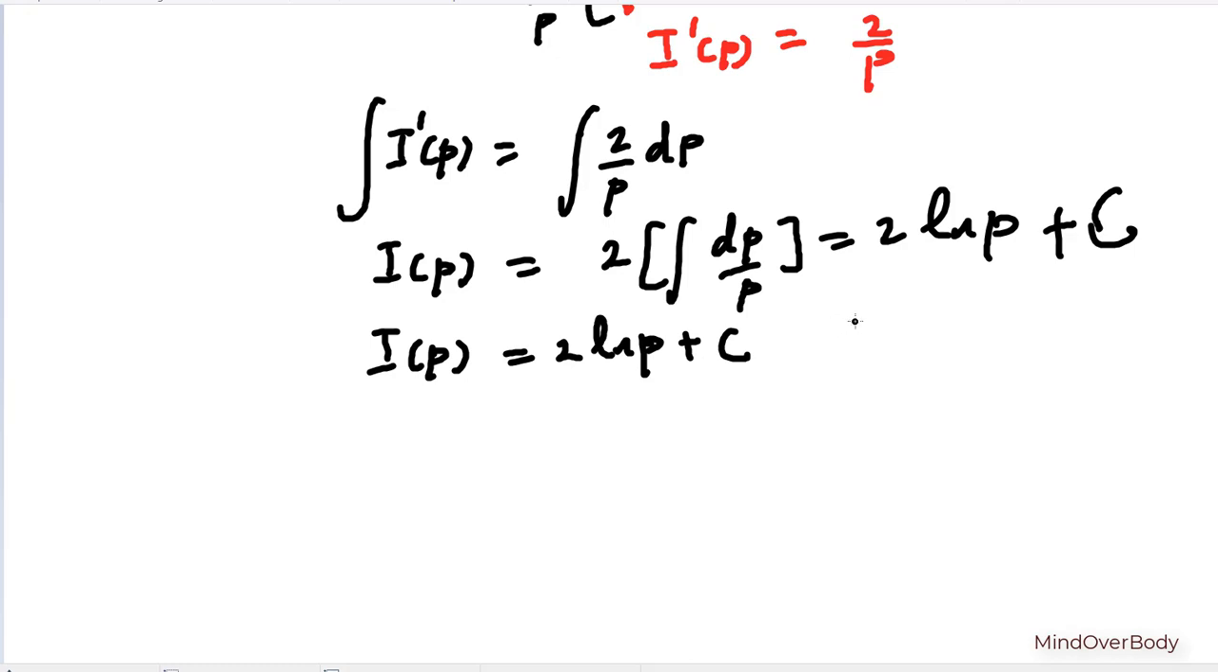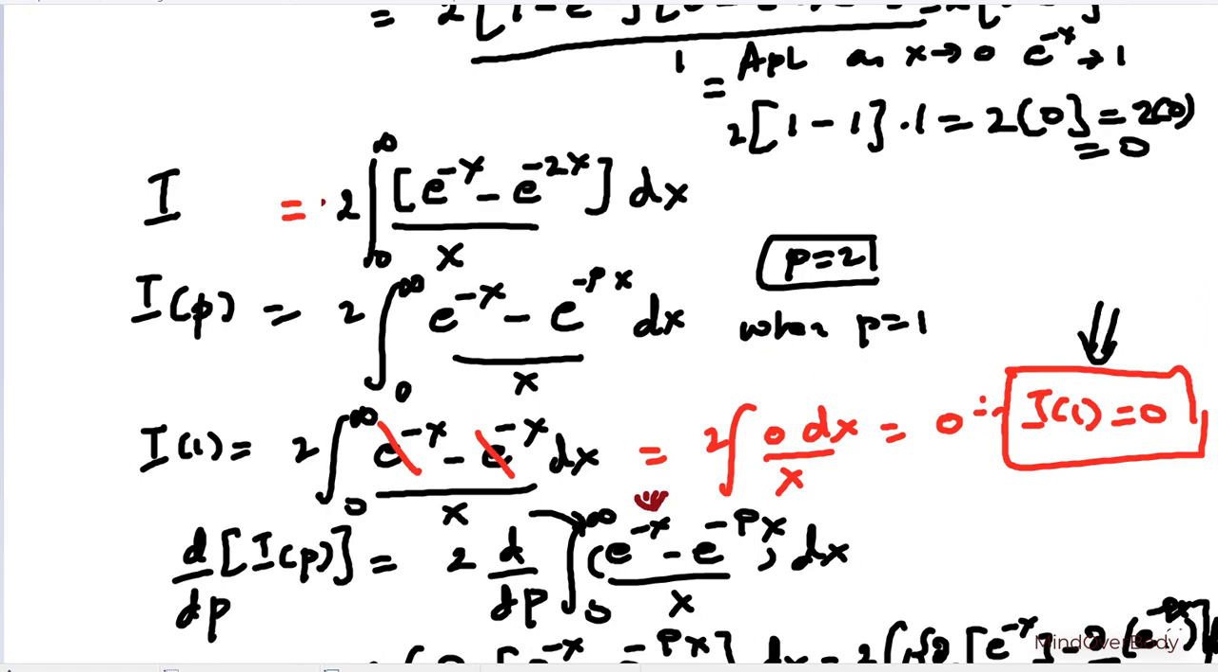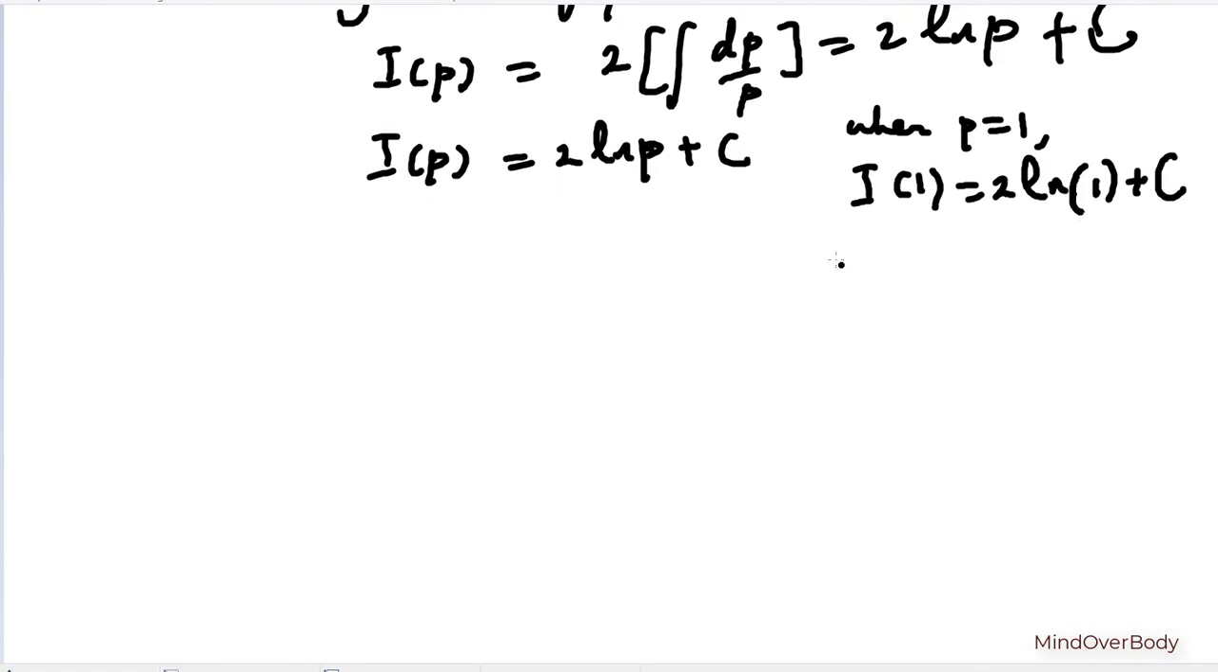Now we have a boundary condition. What is the boundary condition? When p is equal to 1, I of 1 is equal to 0. So substitute that boundary condition: 0 is equal to 2 times ln of 1, which is 0, plus arbitrary constant c. Therefore c is equal to 0.